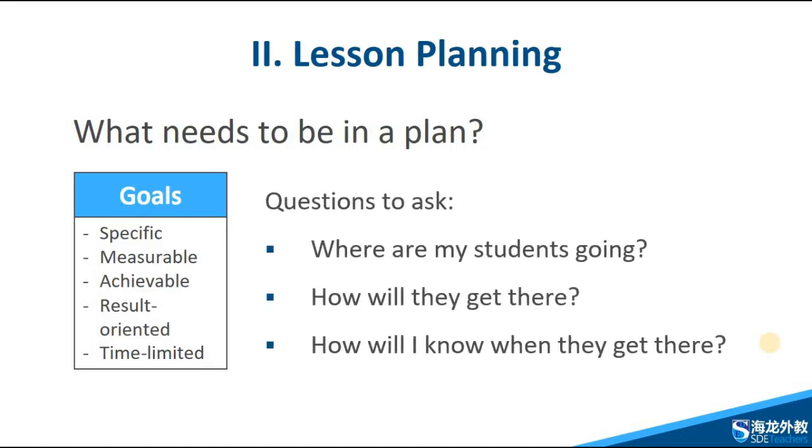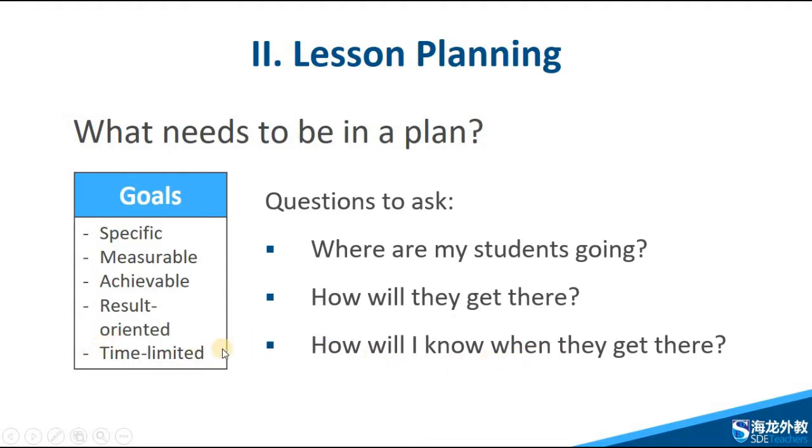Questions to ask: where are my students going? So what is the final goal I want them to achieve? How am I going to get there? Or how will I know when they get there? So if we consider what is specific, measurable, achievable, result-oriented, time-limited, I really need to have a result in my goals that I'm looking for. And that result is how I will know when the students have achieved my goal.